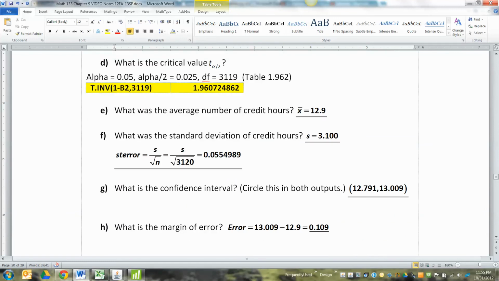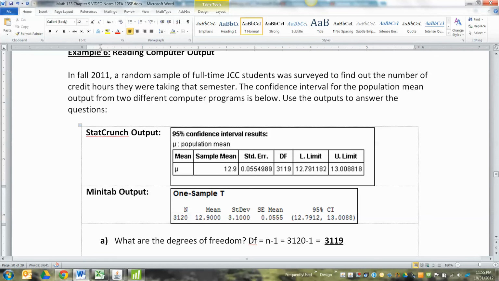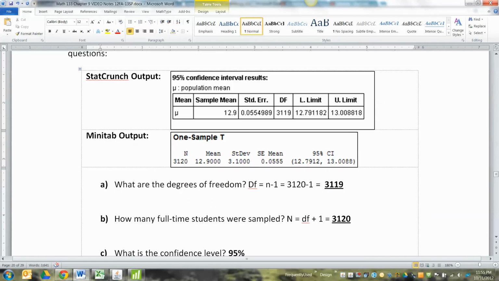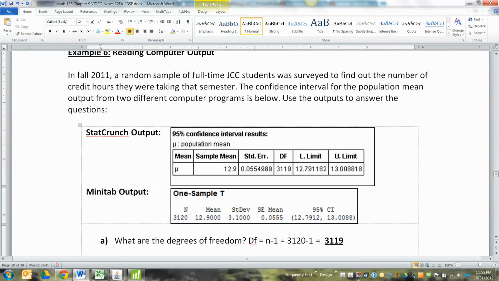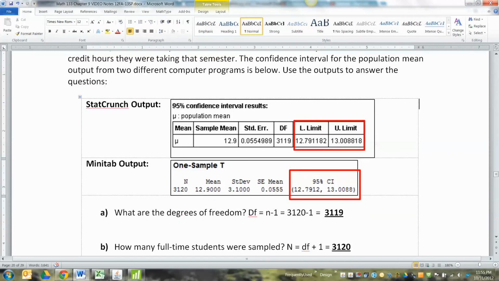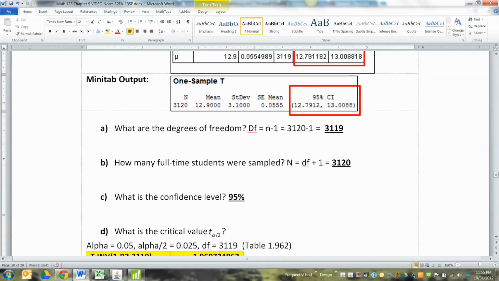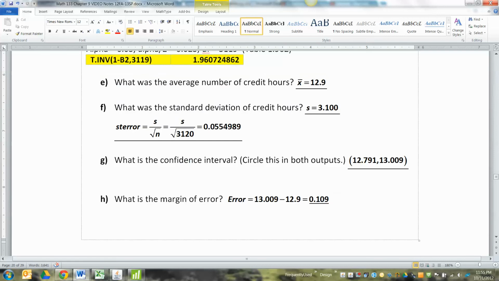All right, now what was the confidence interval itself? That would be right here, 12.79 to 13.08. Let me put some highlights in that. There we go. Now you can see it more clearly. So those are the confidence intervals. Both of them give us that information. So that's nice and easy.